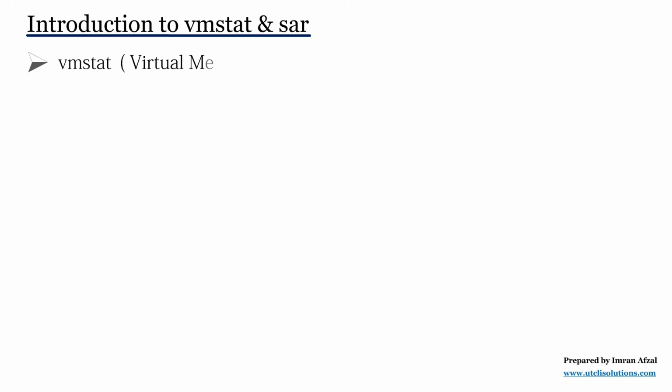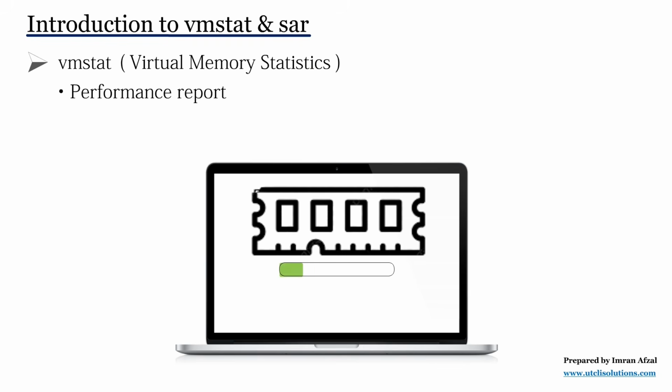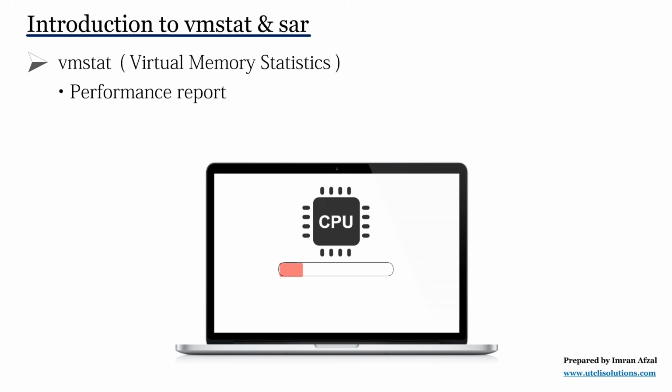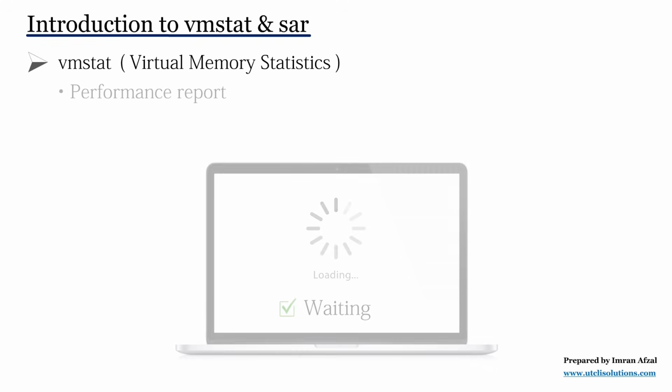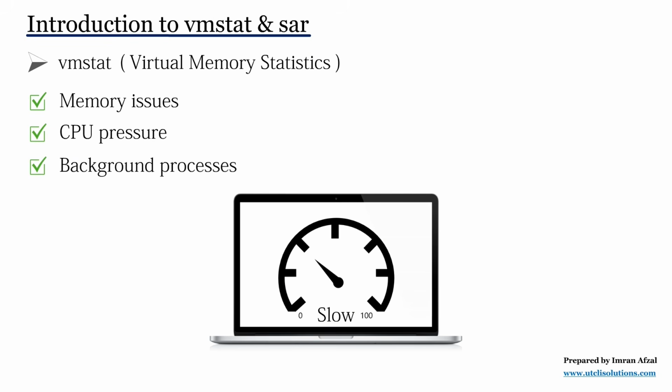vmstat stands for Virtual Memory Statistics. It gives you a quick live report about your system's performance, like how much memory is being used, how busy the CPU is, whether your system is waiting for something, and how many processes are running in the background. You can think of vmstat like a small machine that keeps telling you every second your memory is fine, or your CPU is under heavy load, or your system is waiting too much. This helps you understand if your computer is slow because of memory issues, CPU pressure, or other background processes.